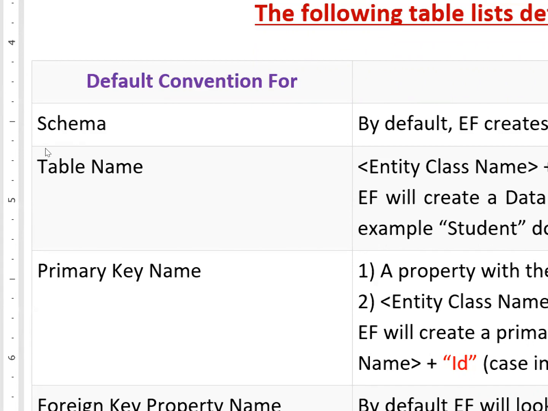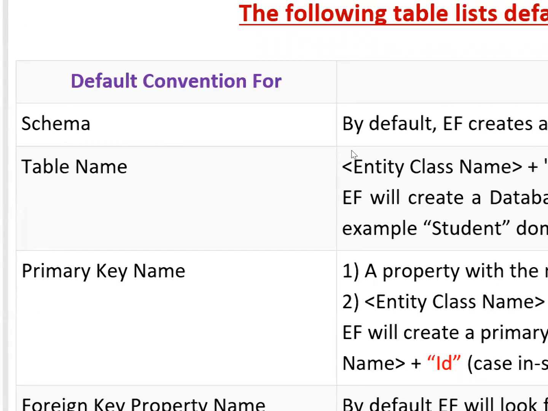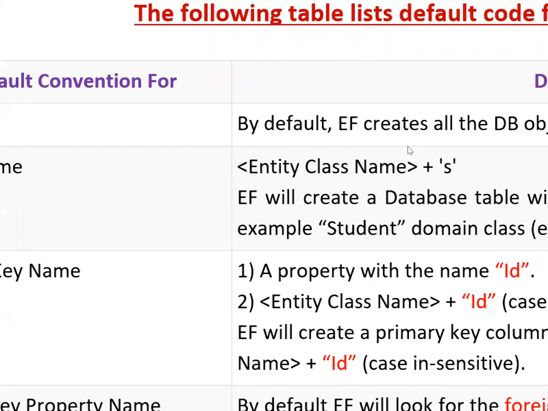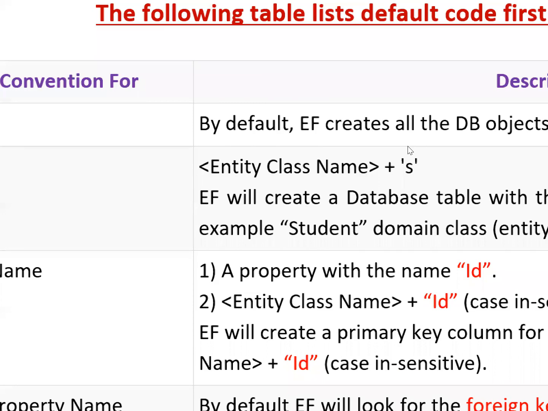Have you seen SQL Server? It will show you DBO dot. The DBO stands for database owner. So by default, EF creates all the database objects in the DBO schema. Into the schema that is associated with the user, the database will be created.